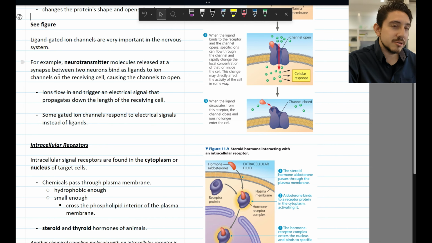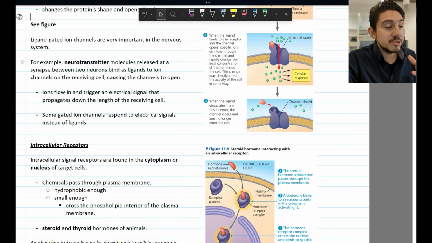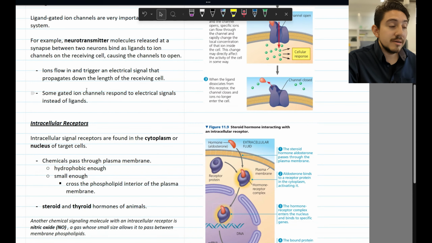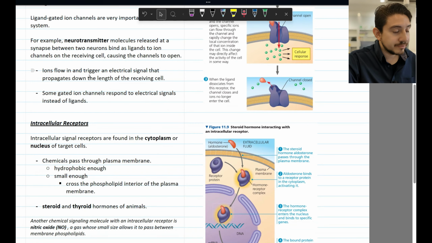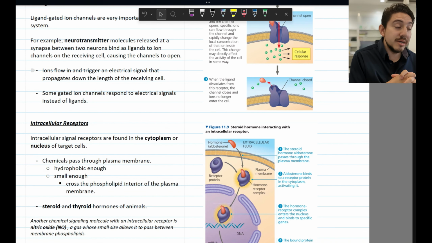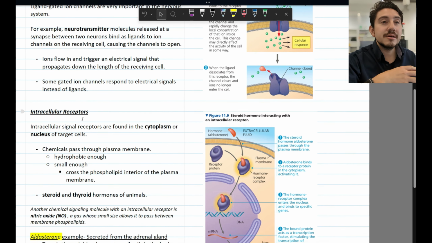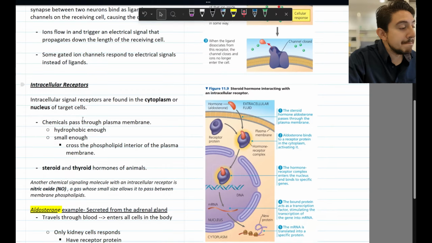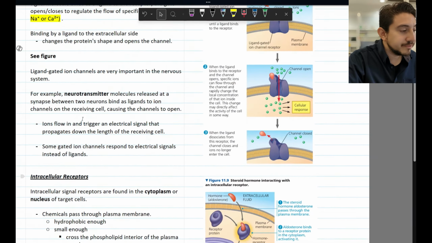So if you remember what I was talking about, the synaptic signaling there, between two neurons, ligands bind to ion channels on the receiving cell, causing the channels to open. The channels open, ions can flow in and trigger an action potential. Then you have that electrical signal that will propagate down the length of the receiving cell, and you would close and open ions. So you have an influx coming in and going out and so forth, depending on the concentrations there.